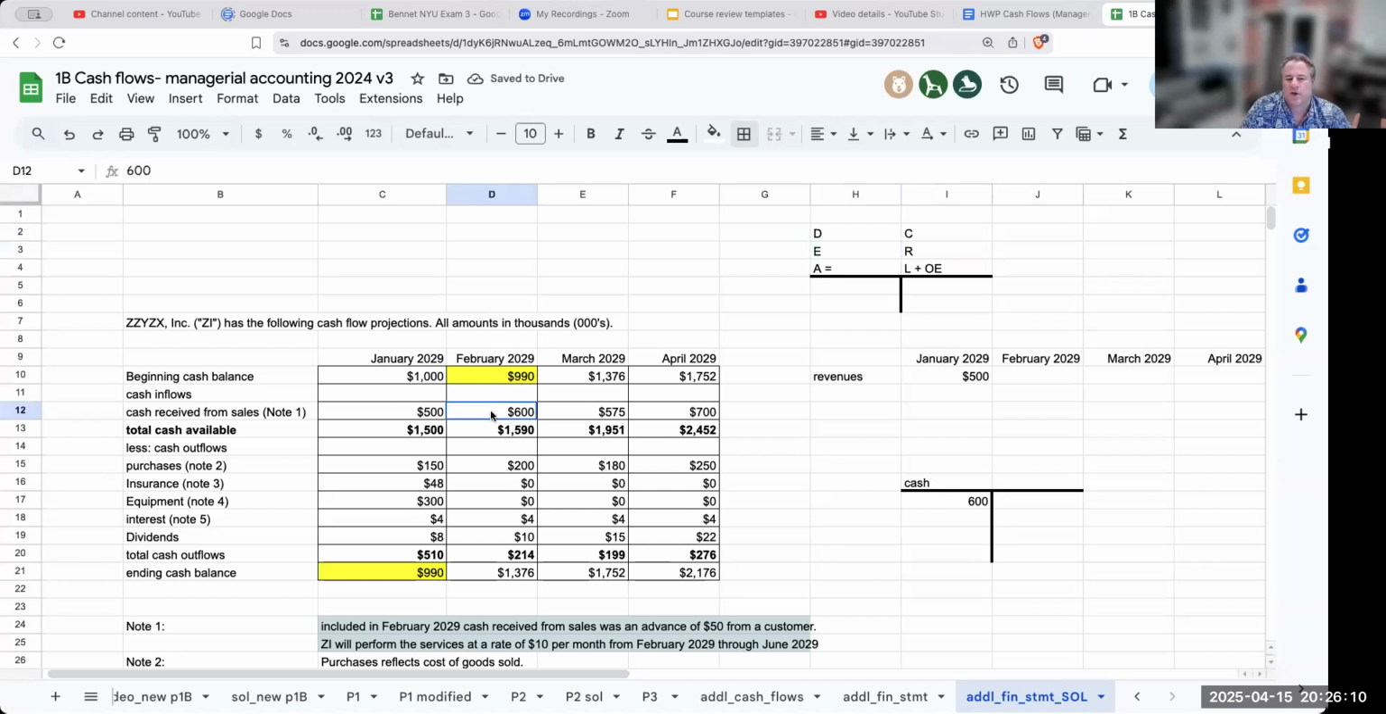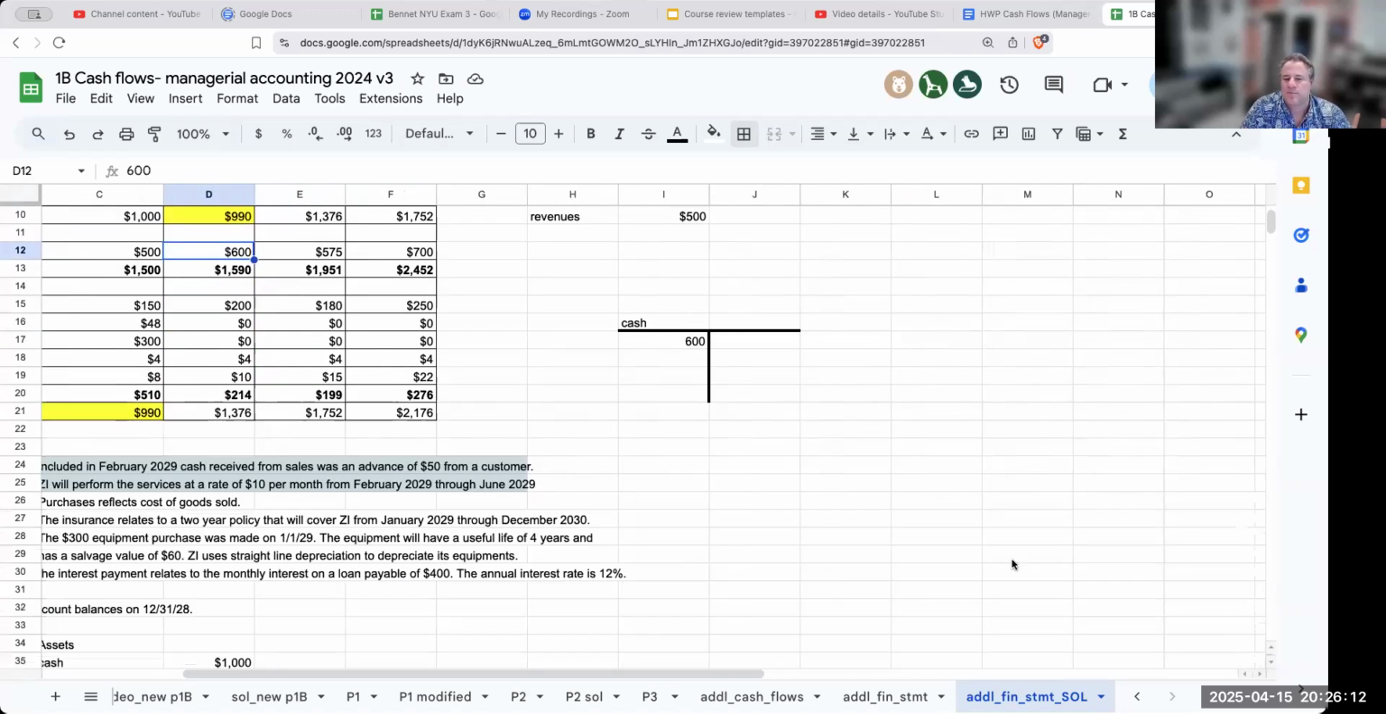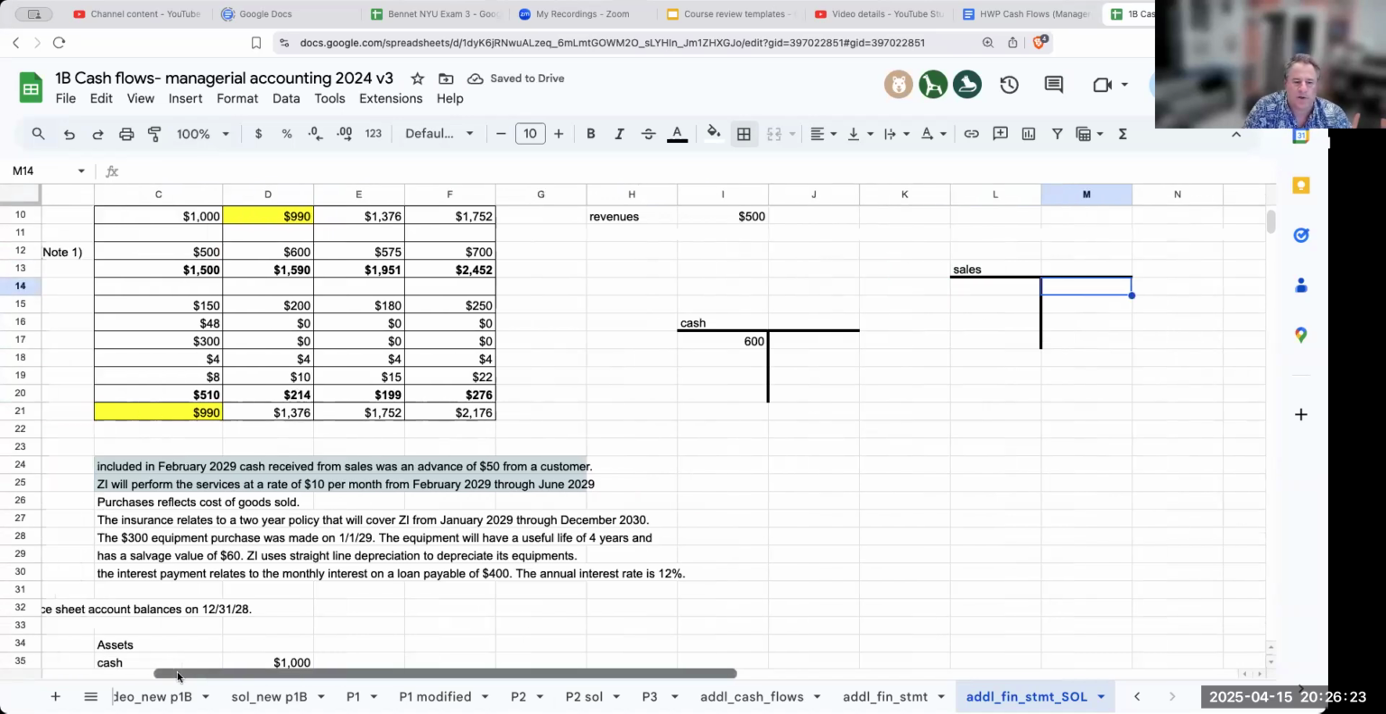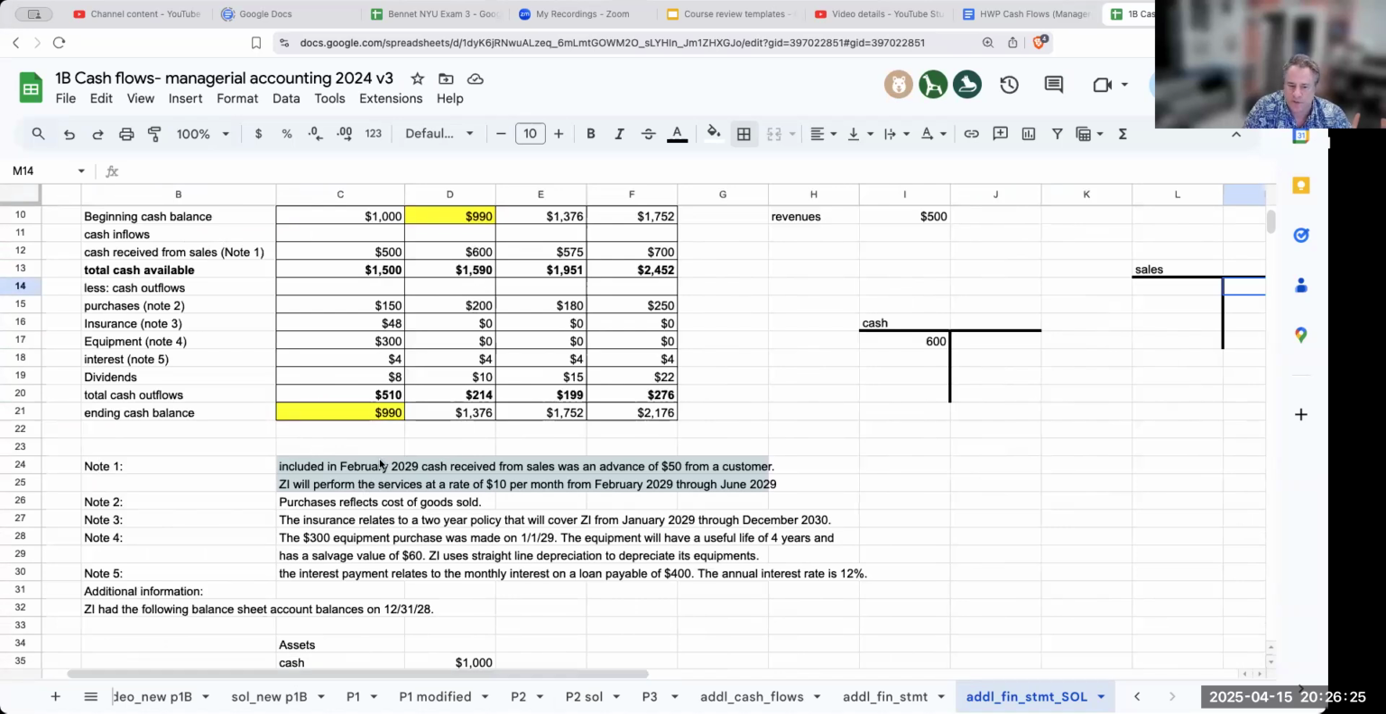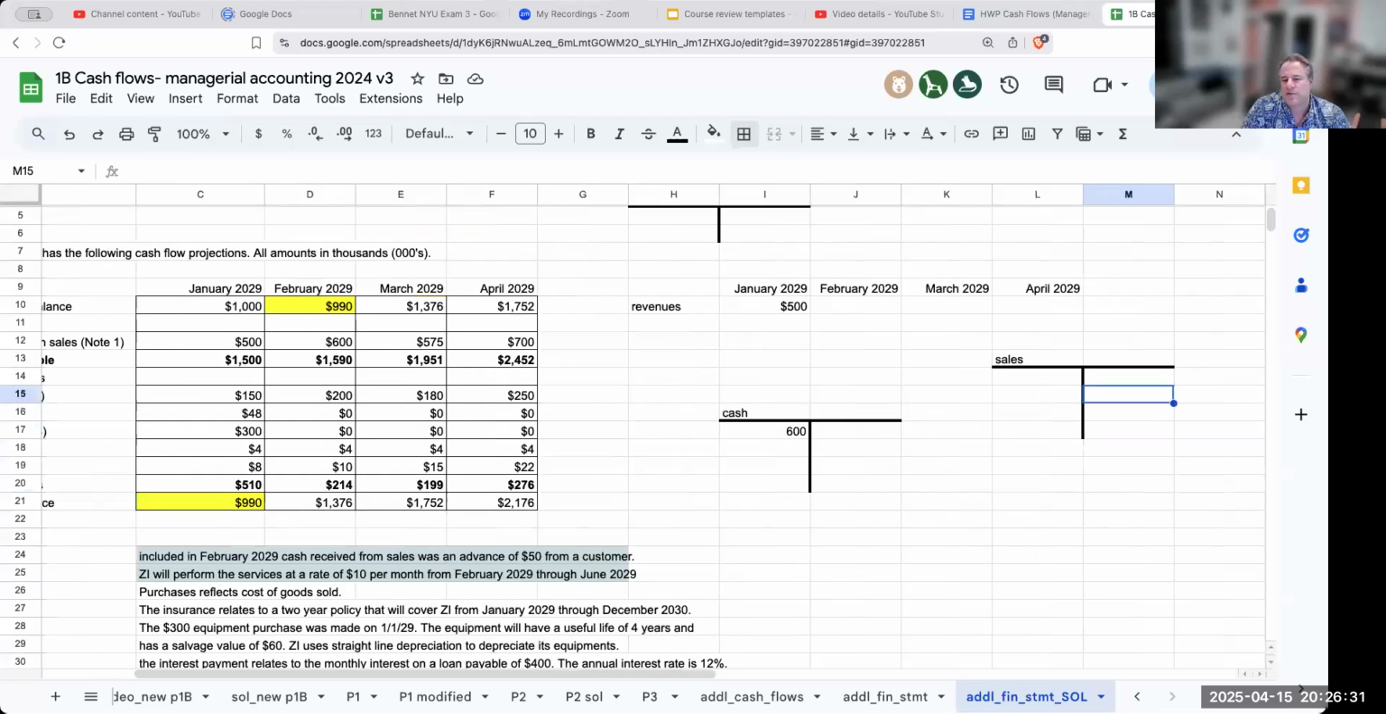So we got 600 of cash, but when it comes to that cash, it came from two different sources. One is going to be the normal sales, right? The normal sales is going to be how much? Well, included in this 600 was an advance of 50. So that means that the normal sales are going to be 550, and the other 50 is basically deferred revenue or an advance from a customer.